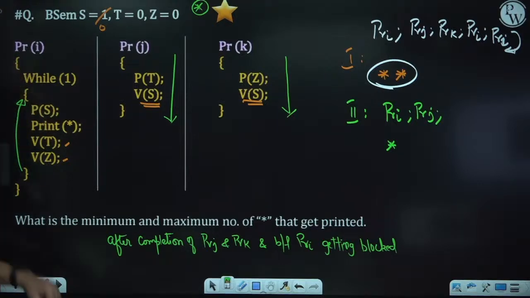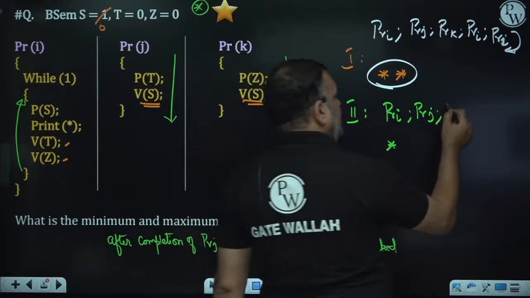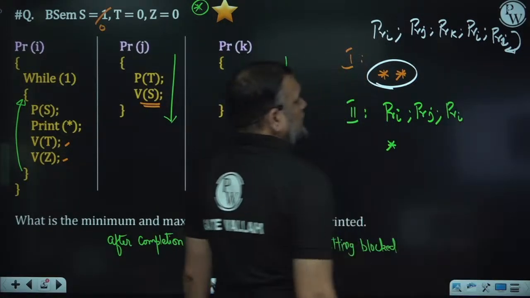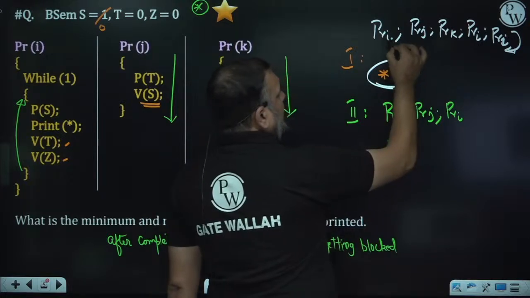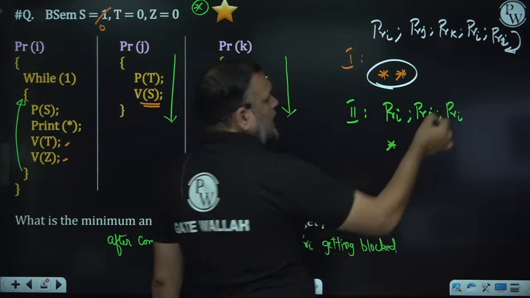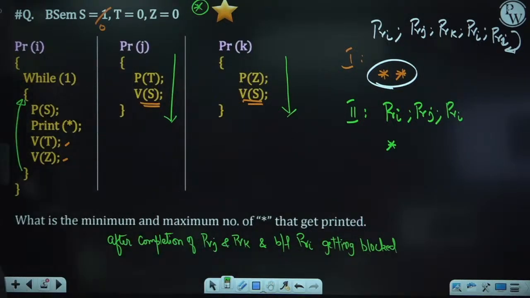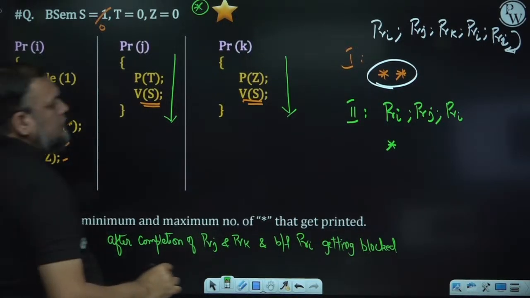I come back to process I. After this we have come back to process I again. Look at the sequence: earlier it was I, J, K, but now it is I, J, I. We have come back to process I. Now S is 1. Again it becomes 0. Print star. So it will print the second star.